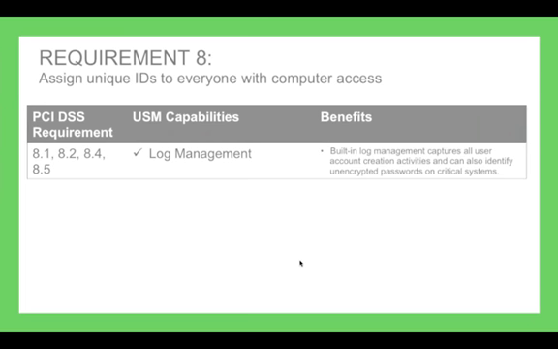Requirement 8, assign unique IDs to everyone with computer access. Well, if you start to see a user ID, for example, logging in from multiple locations, that would be a good indicator of somebody doing something bad, right? But you can do all that just through some of the basic log management capabilities, which is to run some of those basic reports so you can understand what's happening and you can start to respond to the activities that you see.